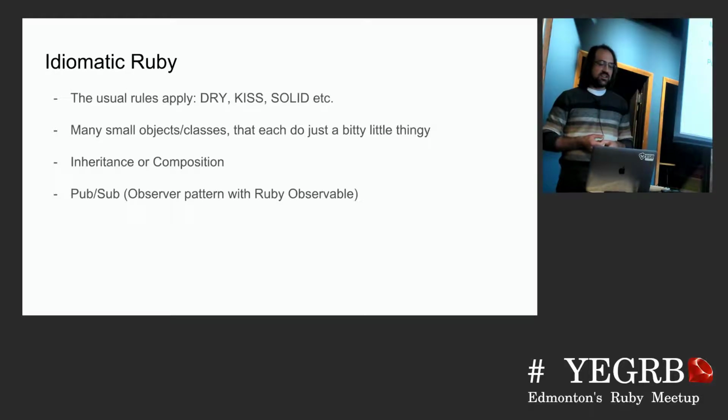Inheritance or composition, I think if you're coming from the Rails world, you'll probably feel like inheritance is more idiomatic. And then other design patterns, I think one that's very idiomatic to Ruby is pub/sub, or the observer pattern. Ruby actually has a built-in module for observables that's really easy to use. Yeah, so I think that's one that they kind of encourage you towards, so you'll see it often.